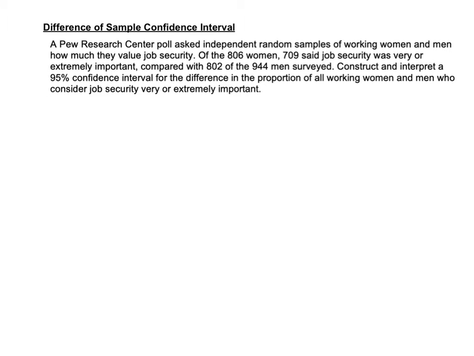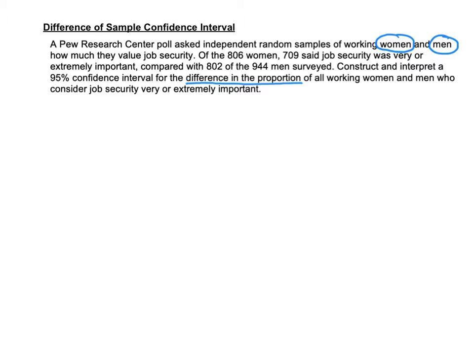A Pew Research Center poll asked independent random samples of working women and men. Are we talking about independent distributions? Yes, we have the women distribution and we have the men distribution. That's 2 different populations. How much they value their job security. Of 806 women, 709 said job security was very extremely important compared to 802 of the 944 men surveyed. Construct and interpret a confidence interval for the, check this out, difference in the proportion.